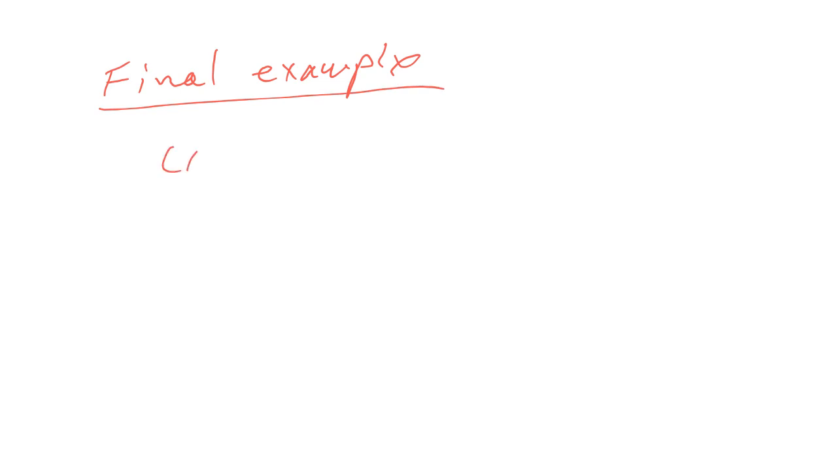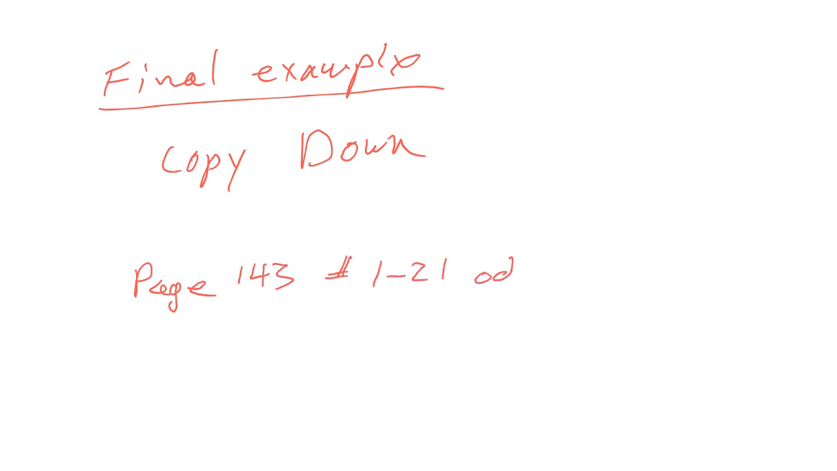Okay, for the final example, I want you to copy it down. It's on the website. And it shows you how to find a k value if I give you a k value in an expansion. Okay, copy it down, and then you're going to do the following questions. Page 143, numbers 1 to 21, and those are the odd numbers. And then you're going to do number 39. Okay, that's it.